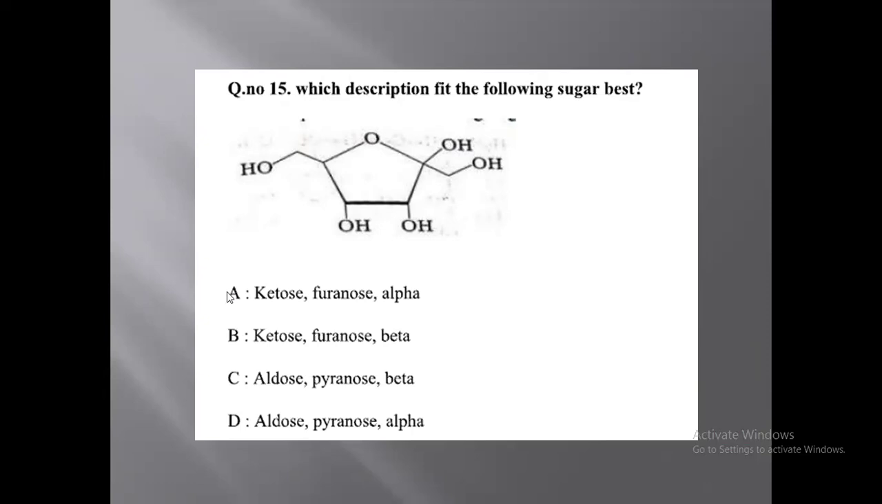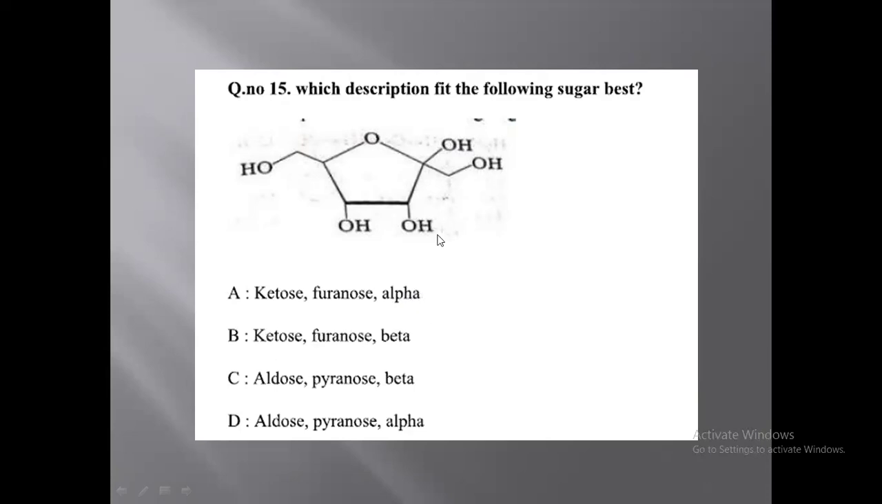So this is the structure of furanose, because furanose is a 5-membered ring, but pyranose is a 6-membered ring. This means our option is A or B. So which option is correct? A and B are similar: one is ketose furanose with alpha, and in B, beta is there.